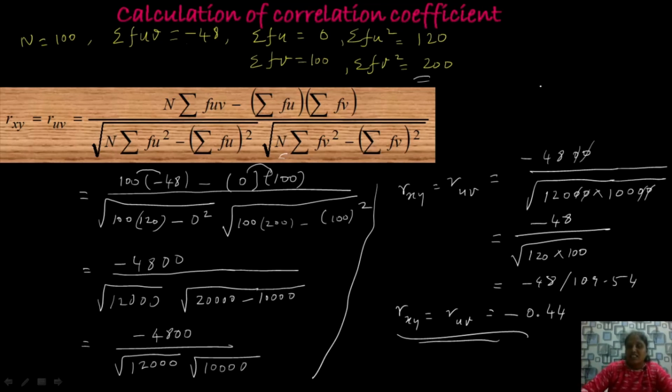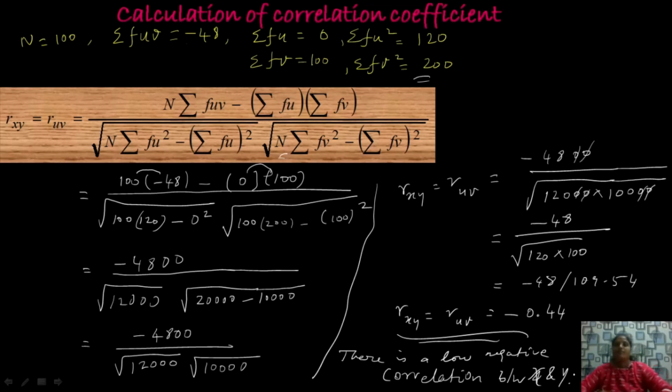So based on this, our interpretation is there is a low negative correlation between x and y. Hope you got a clear idea about how to calculate coefficient of correlation for a bivariate frequency distribution.